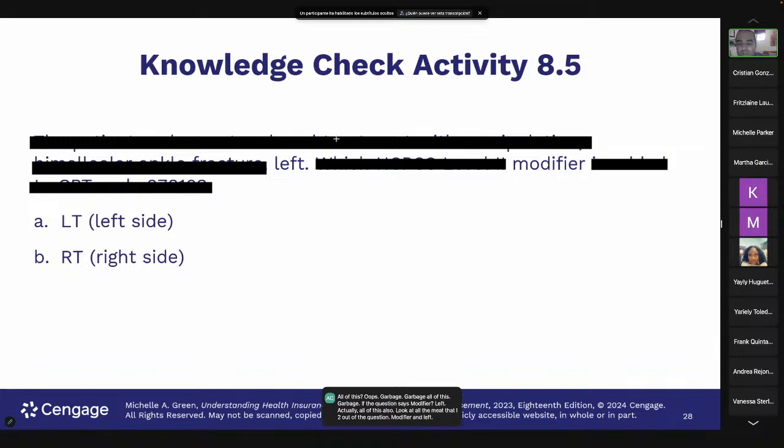Without giving you the options, by now you should know it, because I've said it so many times, that the modifier for left is LT. If you say modifier for right, RT. The rest of the question does not matter. Isn't that crazy?